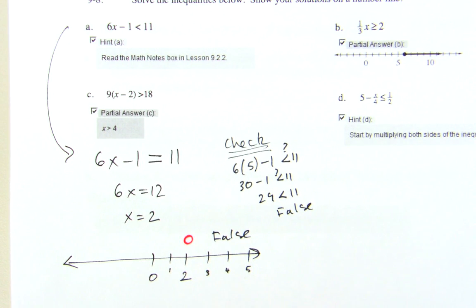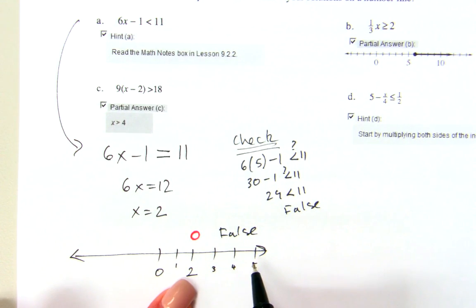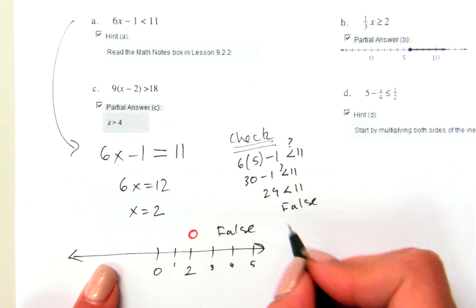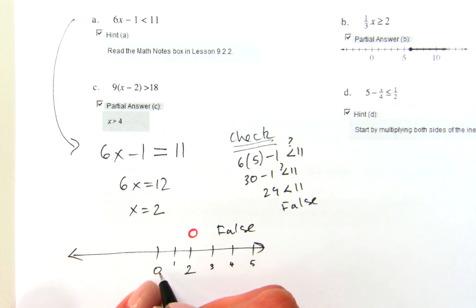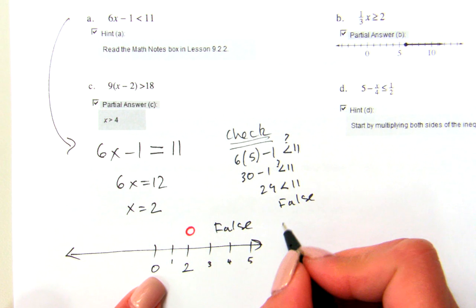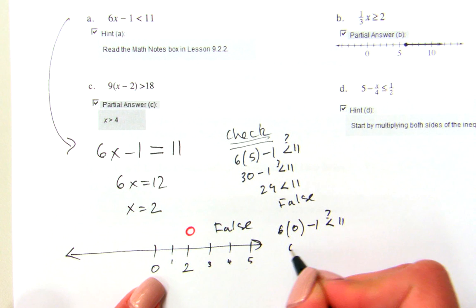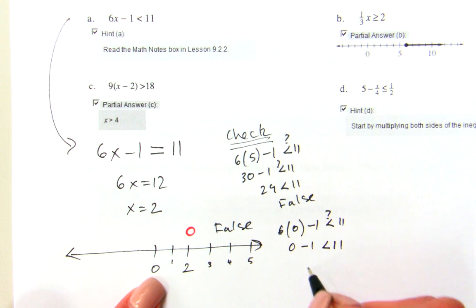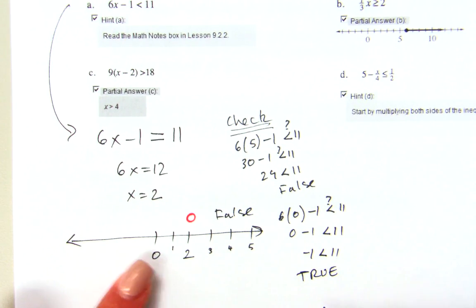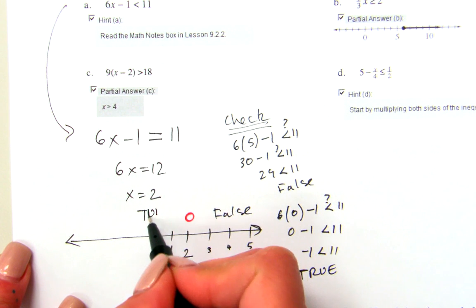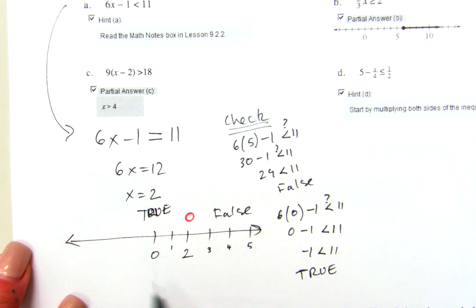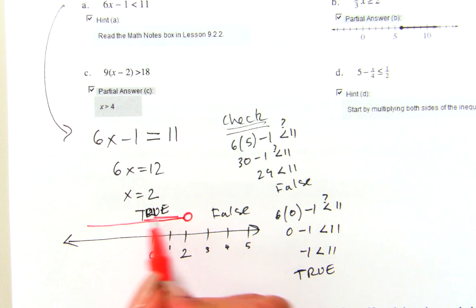So you can check the other side. If picking a number from the right side of 2 didn't work, pick a number from the left side of 2. Let's pick 0. So 6 times 0 minus 1, is that less than 11? 6 times 0 is 0, minus 1 is negative 1, less than 11. This is true. So it's false here, it's true here, because you picked 0 from this side, that means the shading goes in this direction.